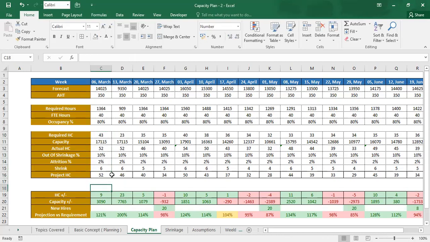Hi Chandra, can you let us know how you calculate the required headcount? Yeah, sure. So this is my required hours. I have divided my required hours by FT hours multiplied by occupancy. I hope it is clear now.